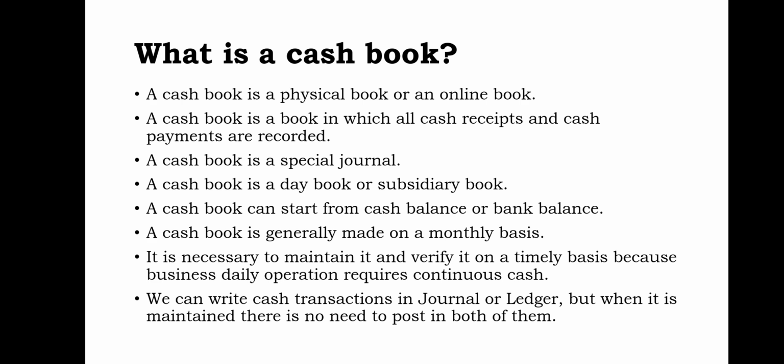Now the next point is very crucial. A cash book is a special journal. As I told you in the beginning of our lesson, a cash book is made when a business has so many transactions. It means it is a part of the journal, but it is a special type of journal made by a business in special situations. It is a part of the process of journalizing.